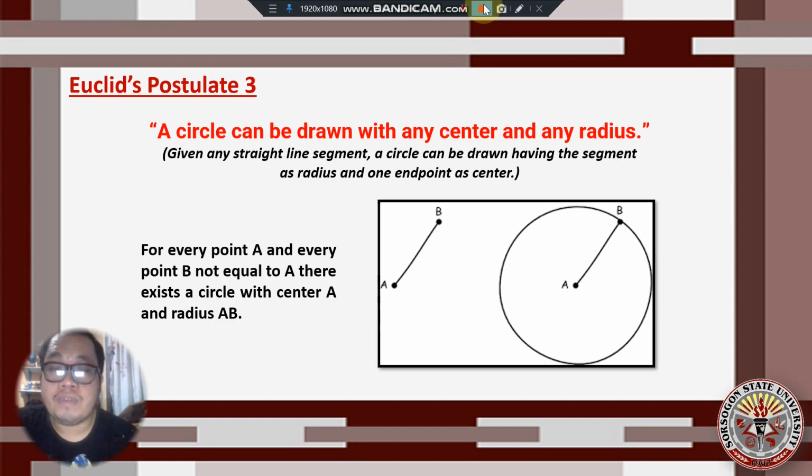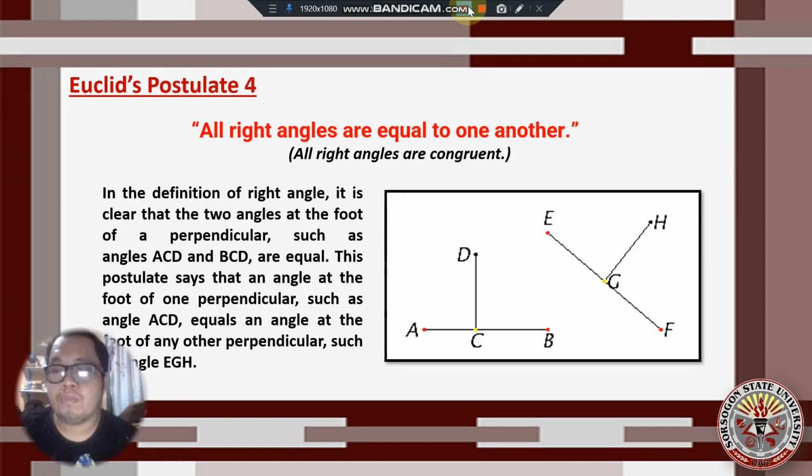If we are going to define radius formally, it is a segment that passes through the center and any point on the circle. Okay, so the fourth postulate of Euclid states that all right angles are equal to one another. Based on the other version, it is stated that all right angles are congruent.